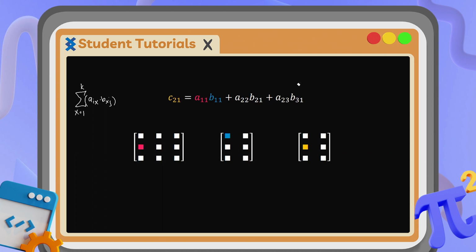For C sub 2, 1, you have the first term, second term, and third term. For C sub 2, 2, we have the following. And then we have C sub 3, 1. And lastly, for C sub 3, 2. So that is how matrix multiplication works.